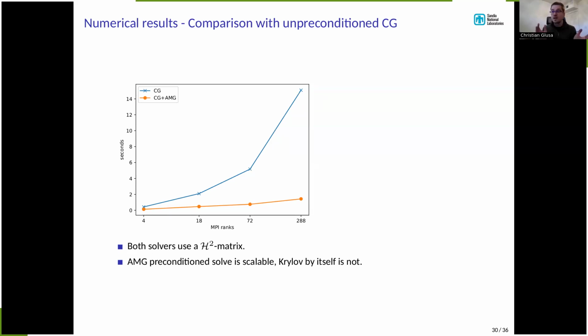Next slide, please. All right, just for comparison, if we still used hierarchical matrices but didn't use a scalable solver like multigrid, how much time would it take to solve this problem? And we can see that obviously, if we don't do this, our solve will take a lot longer. So using something like algebraic multigrid definitely does pay off. Next slide, please.